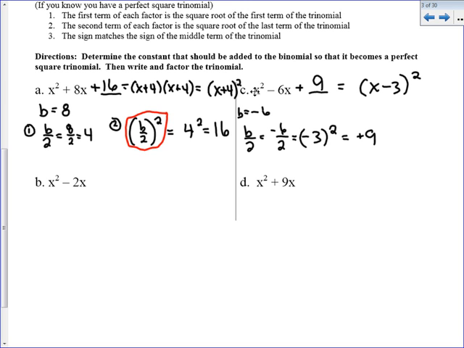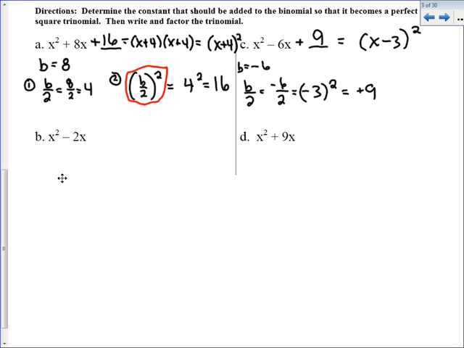So this is what I'm looking for. I want to see your trinomial, what you factored, and then I want to see your factors. And if you want to write it twice first, that's okay, but what we're really looking for is the fact that you can write it as a factor squared. That's what makes it a perfect square trinomial.